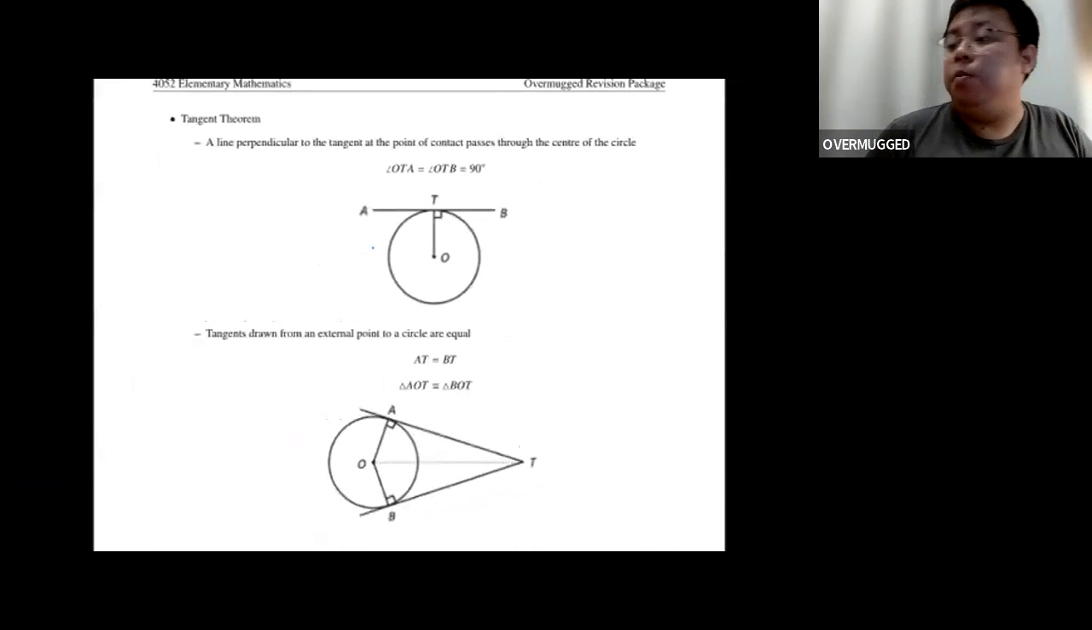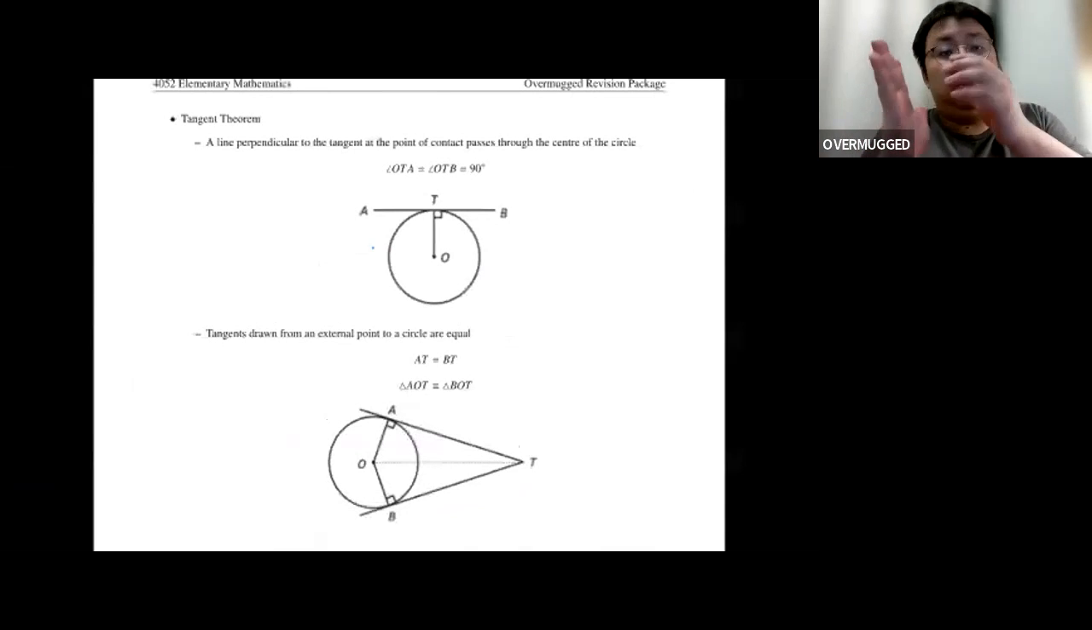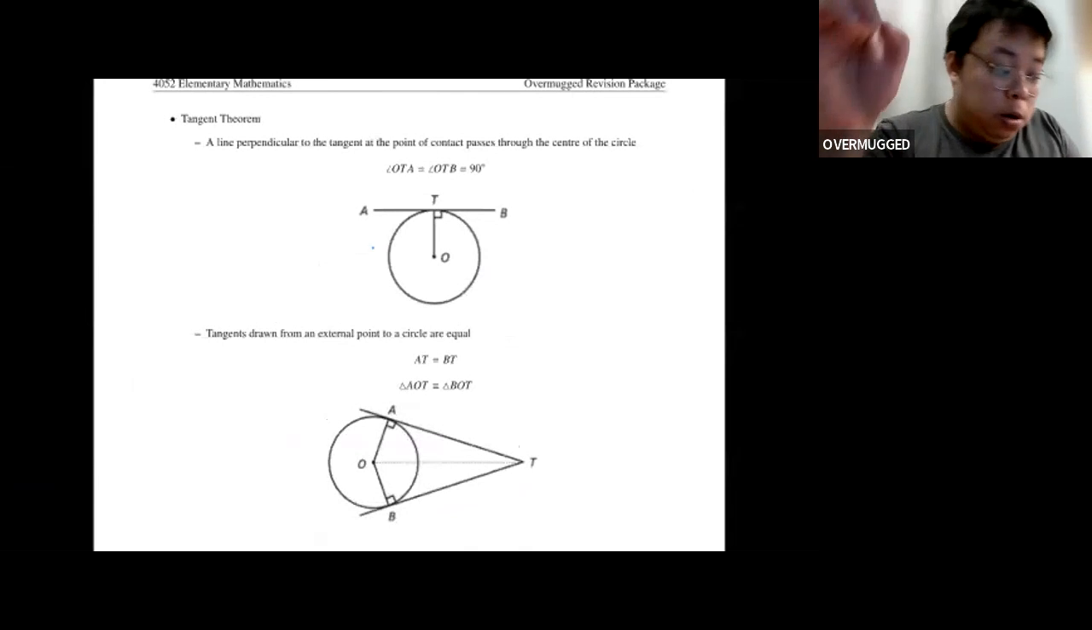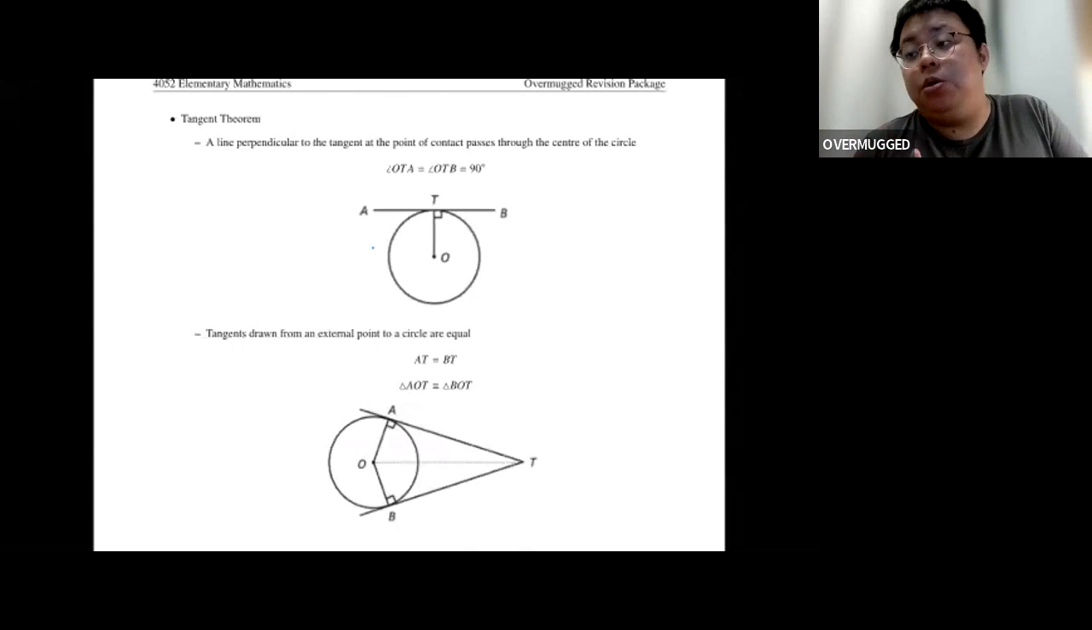Next, tangent theorem. So these are the concepts of tangents. A tangent is basically when you have a line that cuts your curve or your circle at exactly one point. I repeat again, one point. Tangents are always perpendicular to your radius.